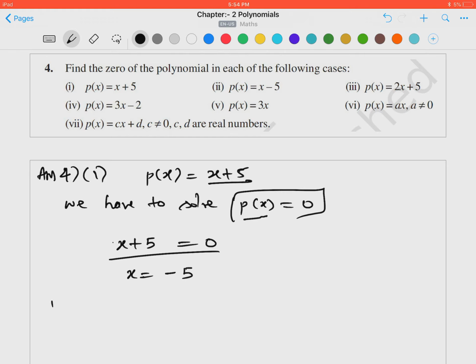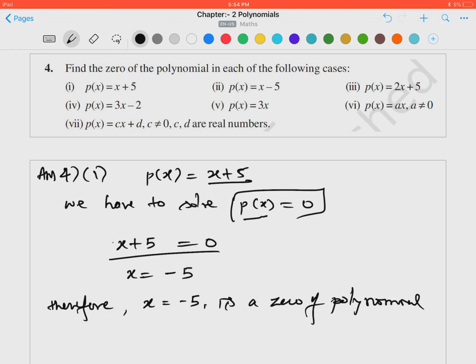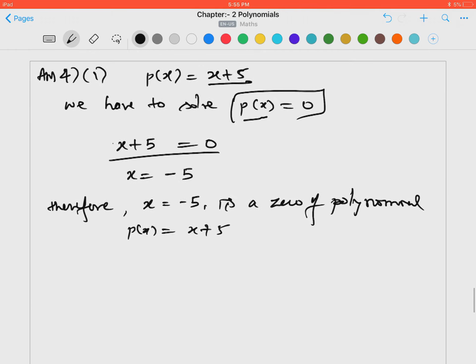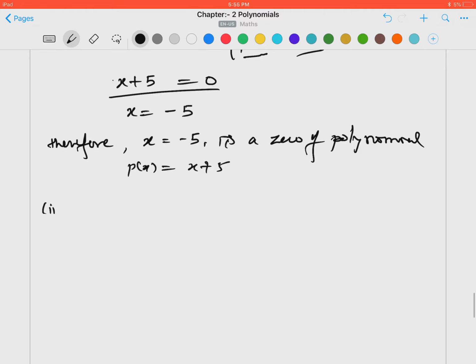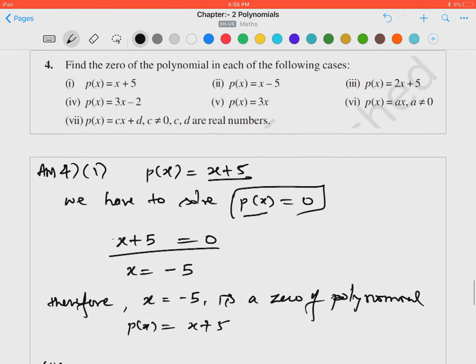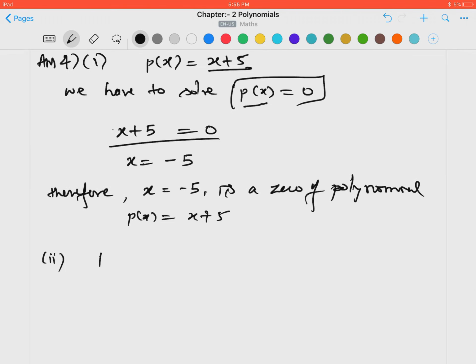Therefore, x equals minus 5 is a zero of polynomial p(x) equals x plus 5. Okay, see the next one. The next one is p(x) equals x minus 5.